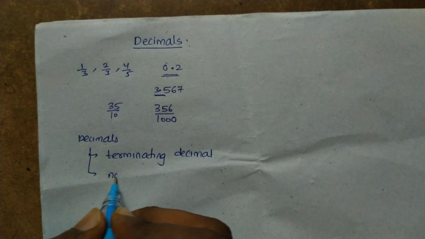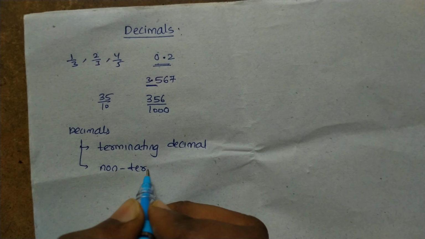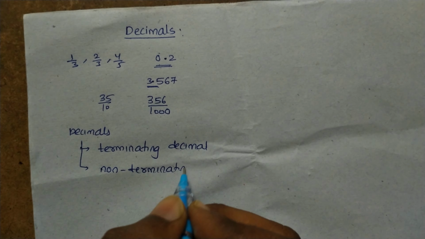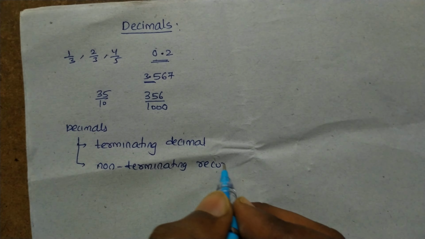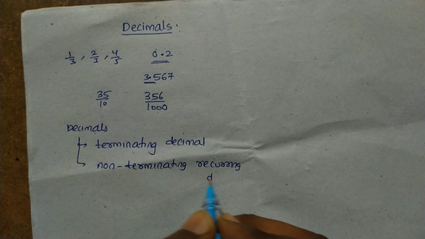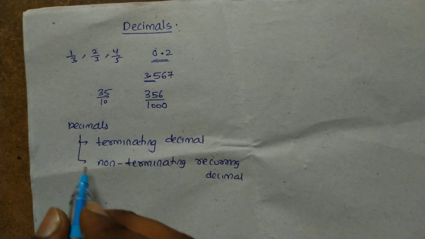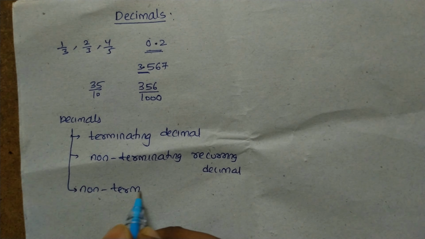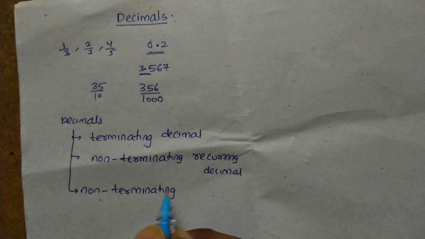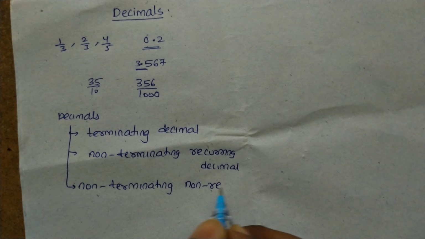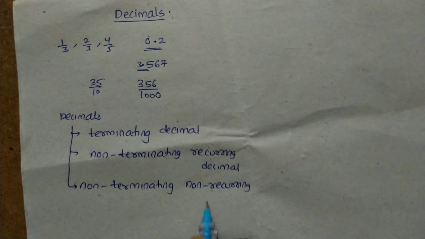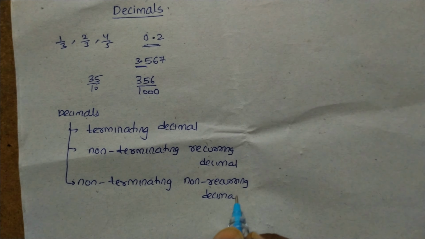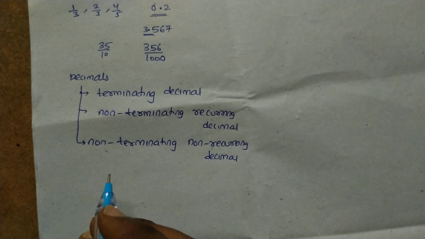Second one is non-terminating recurring decimal. And third one is non-terminating and non-recurring decimal. Non-terminating and at the same time it is non-recurring decimal. What is the meaning of this? Let us understand one by one.